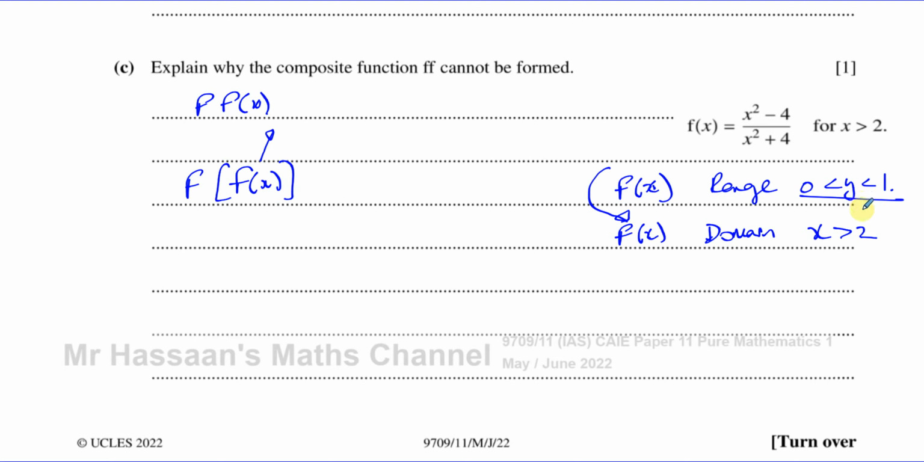Okay, so the output of f of x will be a value between 0 and 1. Now does that fit into the values which are greater than 2? No. So what goes into here must be greater than 2. Okay, f of x must be greater than 2 for it to go into here. And it's not. f of x is not greater than 2. f of x is between 0 and 1.